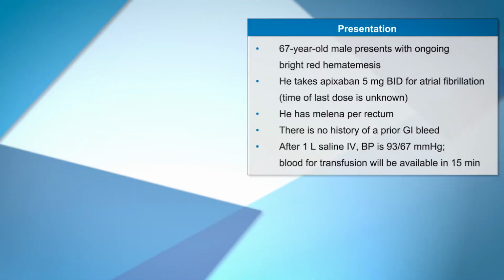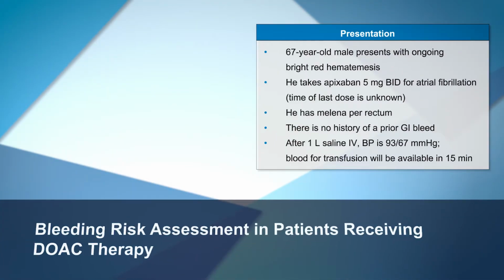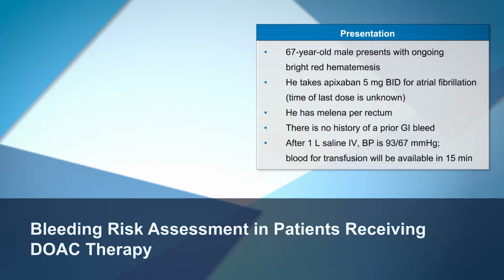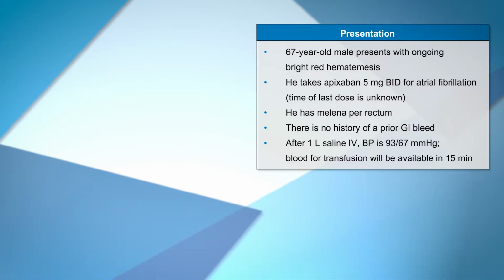Let's look at a patient, a 67-year-old male who presents with ongoing bright red hematemesis. We learned that he takes apixaban 5 milligrams twice daily for atrial fibrillation, and we don't know when he took his last dose. He has melena per rectum, so obviously the bleeding's been going on for a while, but there's no history of prior GI bleed.